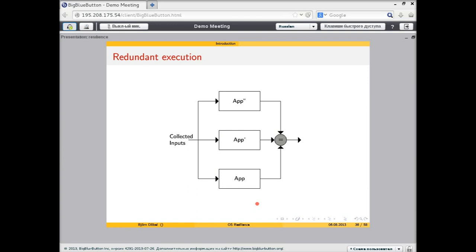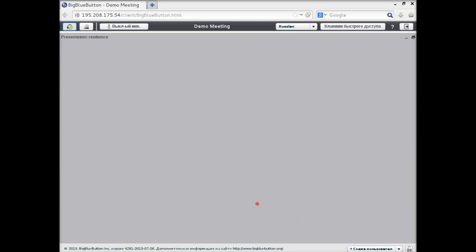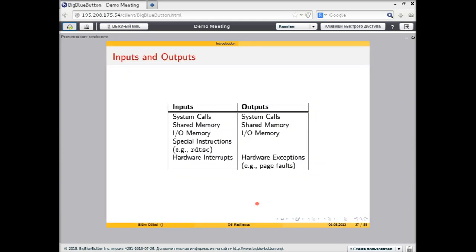So in the terms of Romain, in general, this whole process is called replicated execution. And this is what Romain does on the L4 Fiasco microkernel. In our case, inputs come from things such as system calls, shared memory, I/O memory. There are some special instructions that also may modify program flow. For instance, instructions reading the CPU timestamp counter, because the application may decide to perform different actions depending on the timestamp. And there are, of course, also hardware interrupts, which may be inputs to your application that trigger certain actions.